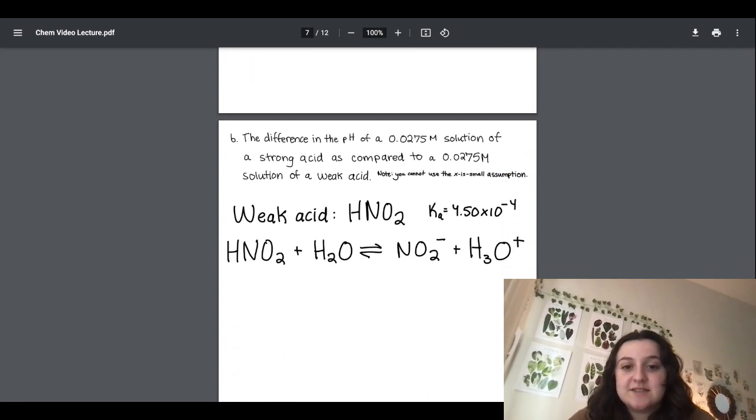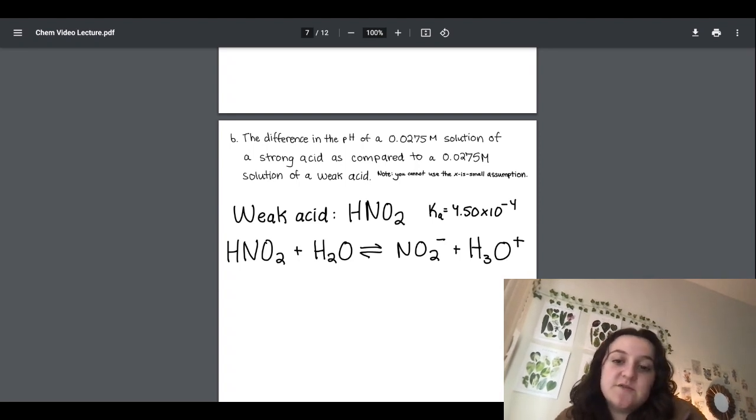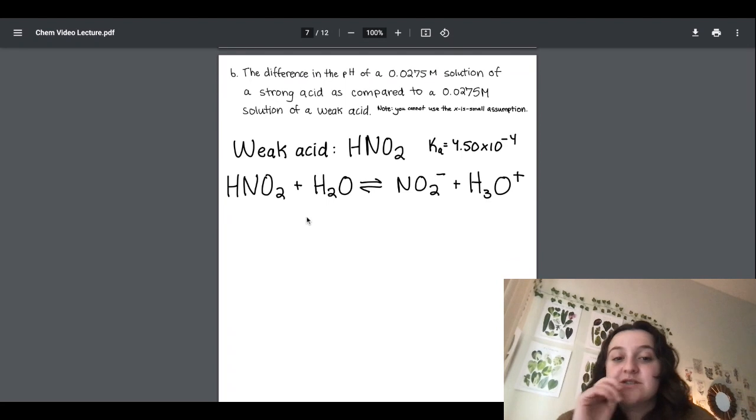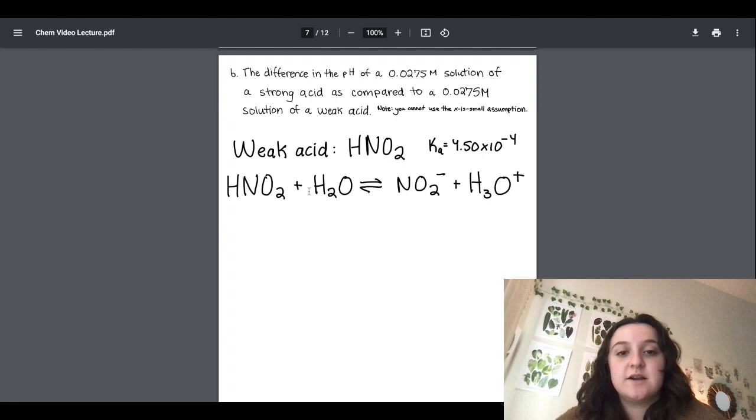So for my weak acid, I decided to use nitrous acid, or HNO2. And we were given that the Ka, or the acid dissociation constant, for HNO2 is 4.50 times 10 to the negative 4. And so now I have the equation written out for nitrous acid interacting with water. This is aqueous, liquid, aqueous, aqueous.